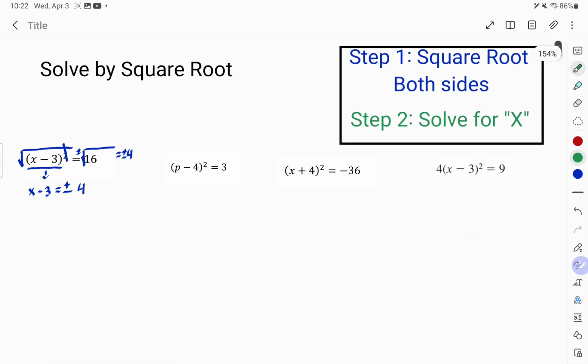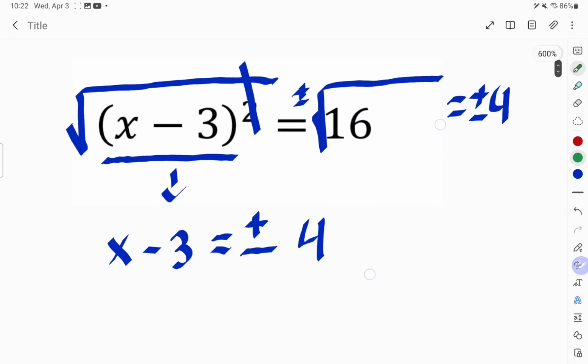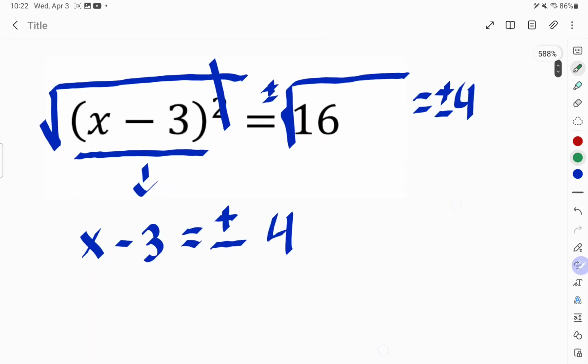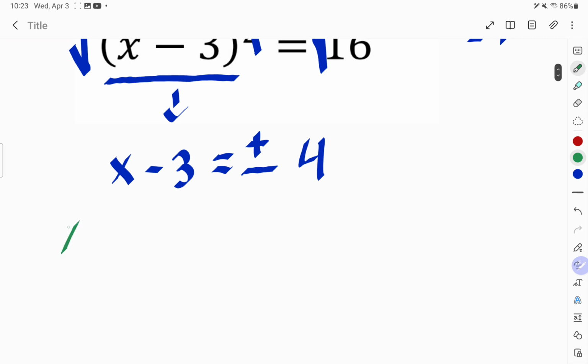Now step 2 says to solve for x. Whenever you work this type of problem, there are usually 2 methods you can use, and I like to choose according to the type of problem I have. If I have a problem like this, with a 4, a 3, and x, and none of them has an imaginary or a square root, then I'm just going to do 2 equations. I'm going to write x minus 3 equals, and first I'm going to put the plus, so it's going to be positive 4.